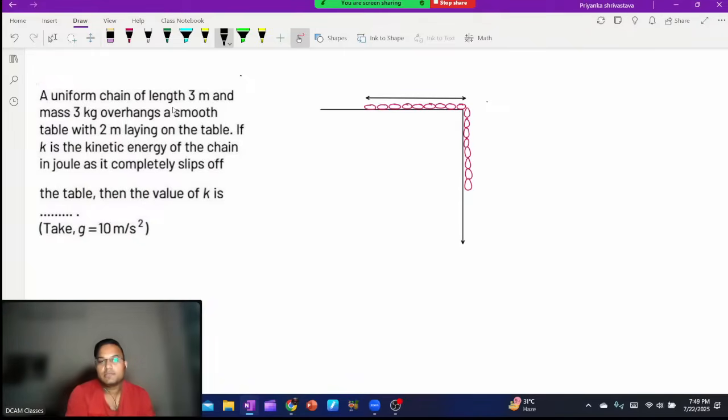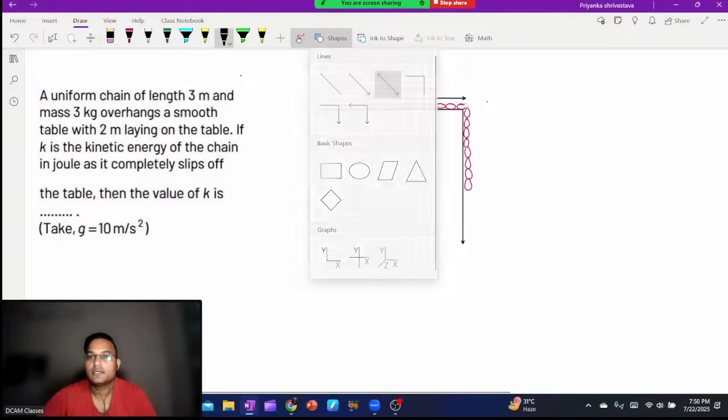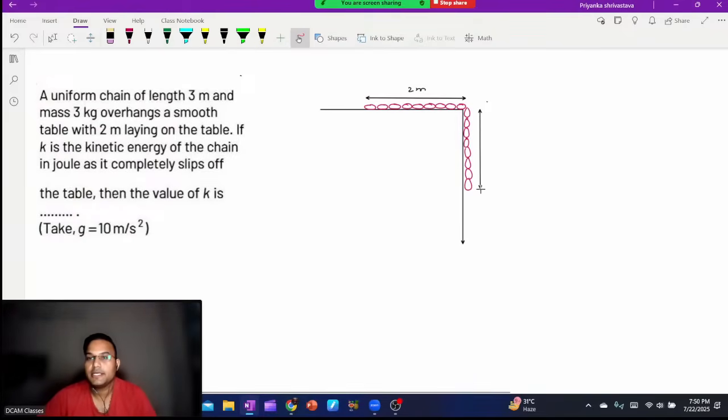See, let me explain the question. Whatever way you know how to solve, solve like that and then get me the answer. Okay, sir. A uniform chain of length 3 meter and mass 3 kg overhangs a smooth table with 2 meter lying on the table. See, the total length of this chain is 3 meter and 2 meter is lying on the table. The hanging part is 1 meter.